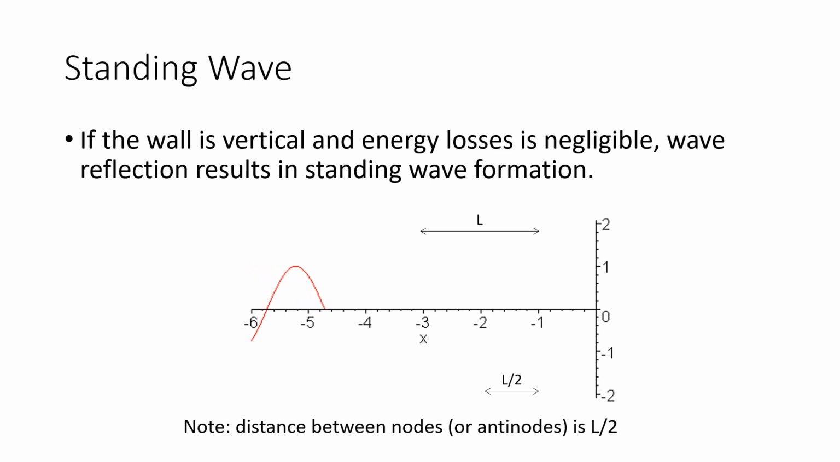This figure here shows the animation of how a standing wave is formed in front of a barrier. In this case, the incoming wave and the outgoing wave are out of phase, and the standing wave is produced with fixed points of nodes and antinodes located at a distance of L over 2 from one another.